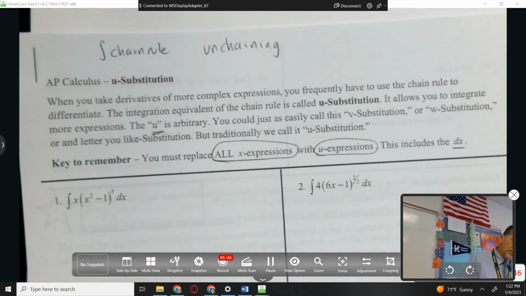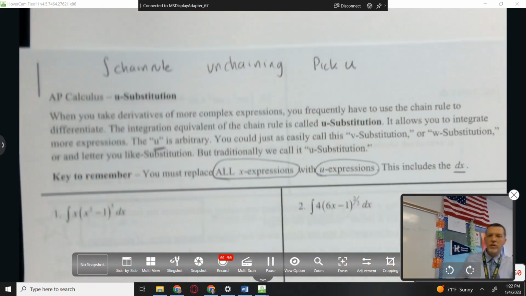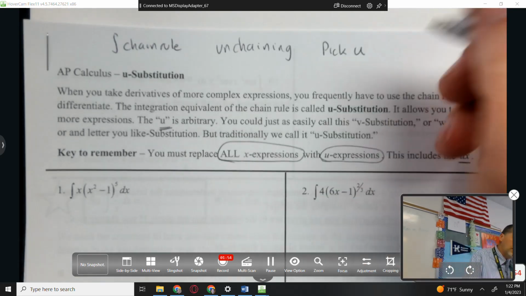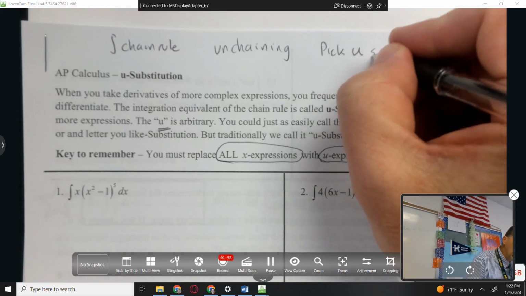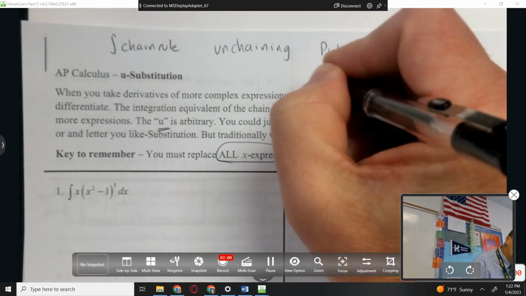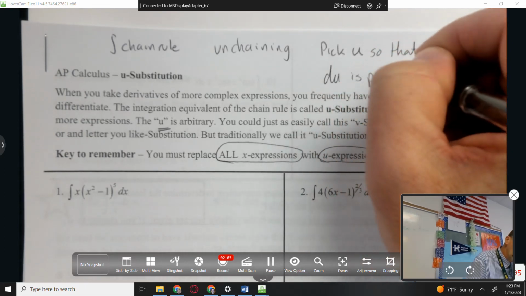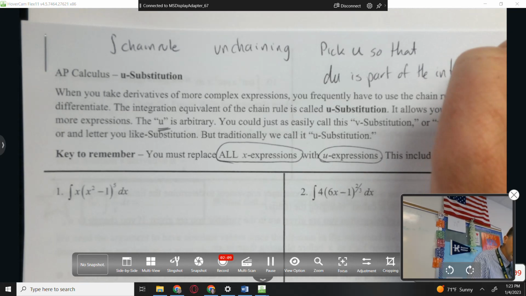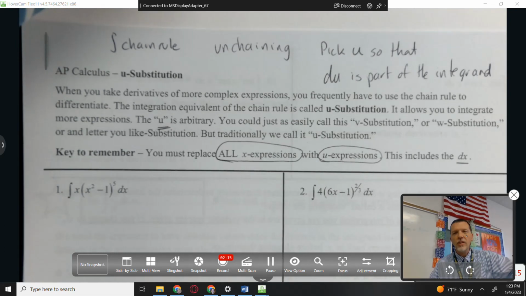Here's the best way to say this. Picking the u is by far the most important thing. How do I know what to make u? Practice, practice, practice is the short answer. But the hint is: pick u so that du is part of the integrand. Integrand meaning the thing that you're integrating.